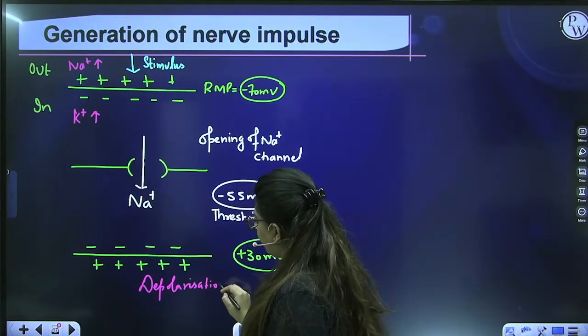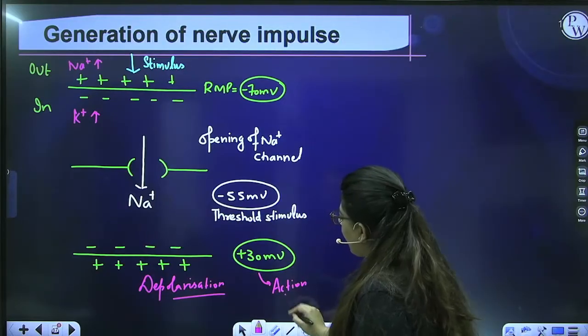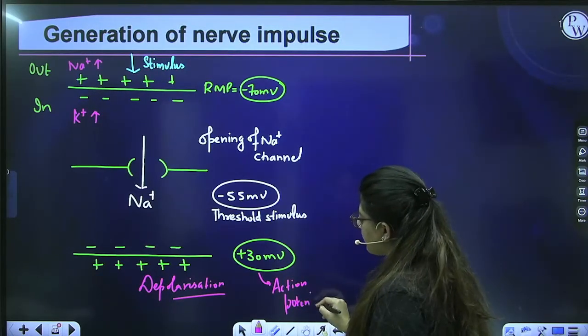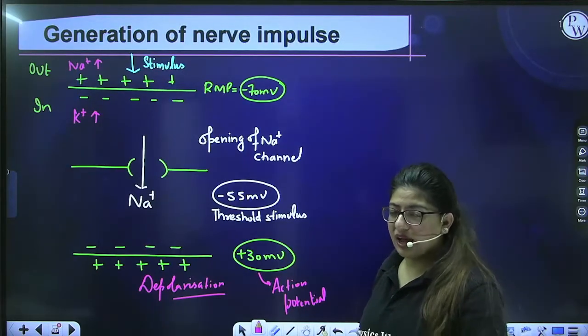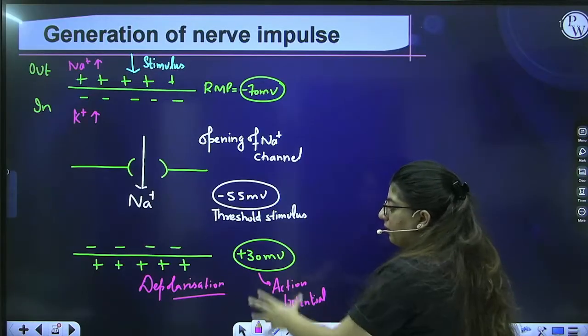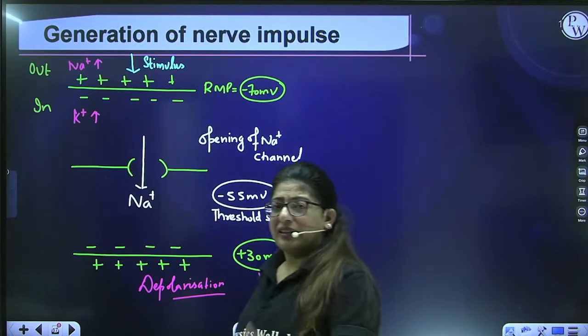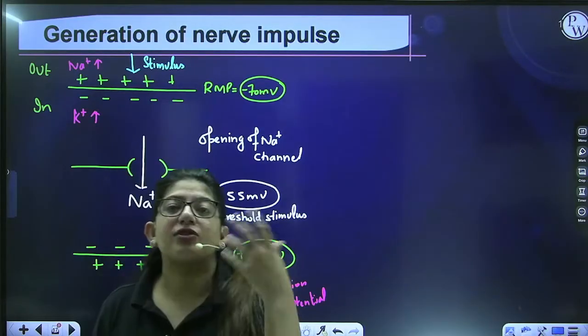Depolarization. And here you say the action has been done, so that is known as action potential. What do you call it? Action potential. So now plus 30 millivolt have been reached, the membrane has become excited. This is why you call it action potential. The action has been done, and what is that action? That means your membrane has got excited.